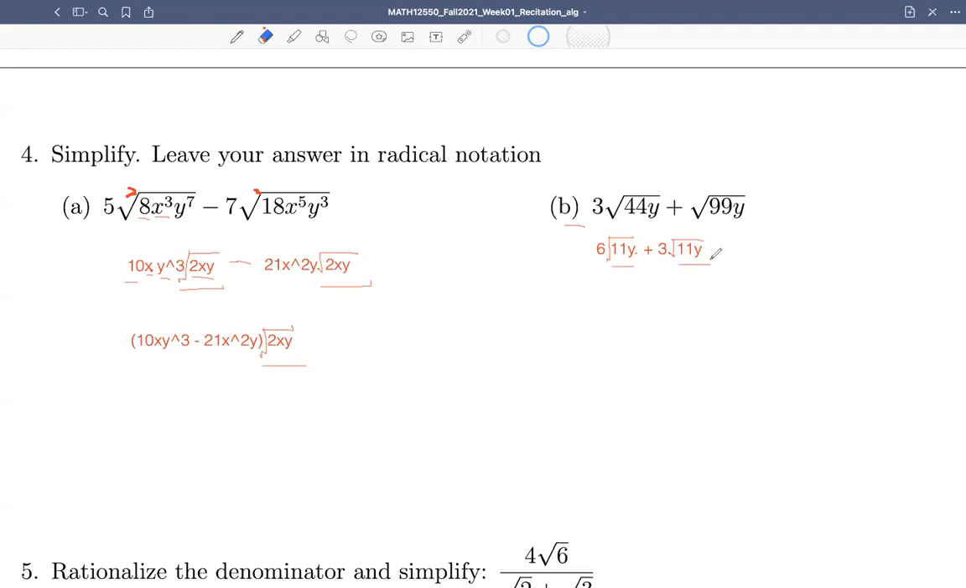Radical 11y, so like radicals. We can combine them. How do we combine them? We add their coefficients. 6 plus 3, that's 9. So we get a 9 radical 11y. Right, that's 4b.